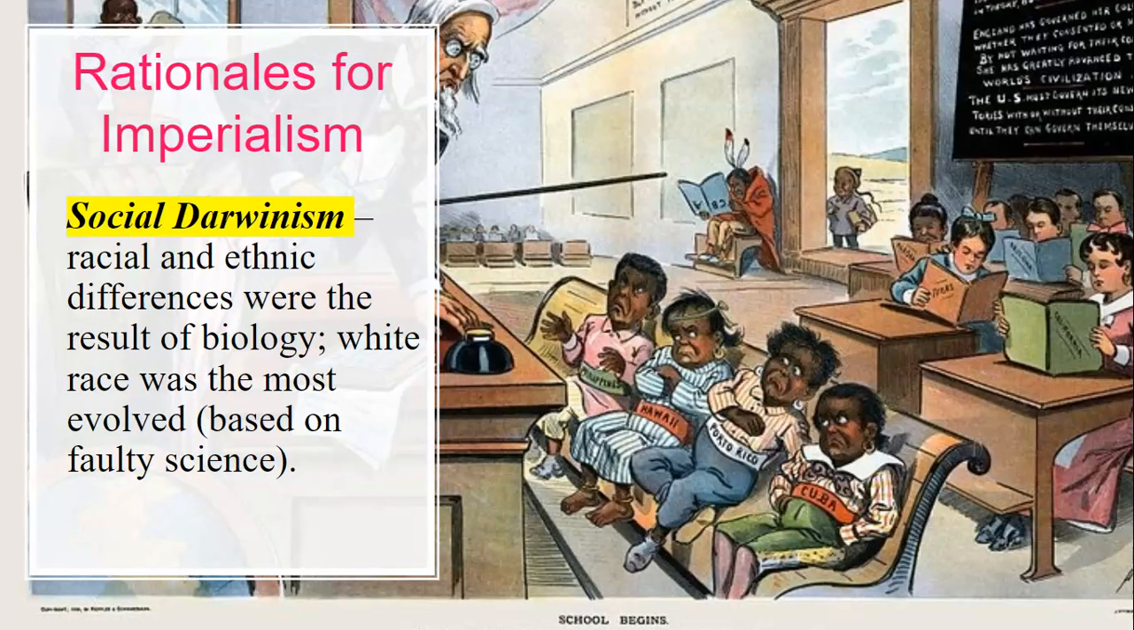All right, here's another reason. In the 1870s, we had this idea called social Darwinism. This is the idea that racial and ethnic differences were a result of biology. That was the idea of social Darwinism, and they believed that white people were the most evolved. And of course, this was based on very, very faulty science. This is also going to be used in support of eugenics, racism, fascism, and later Nazism.